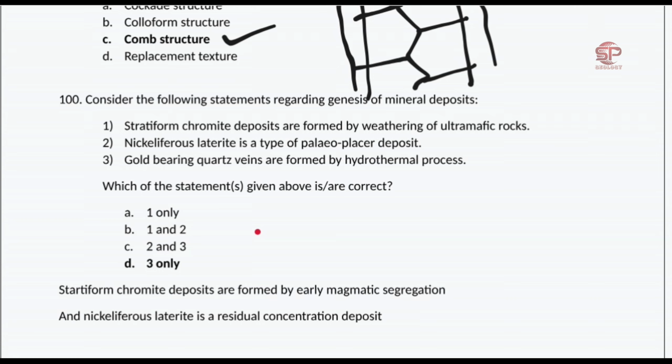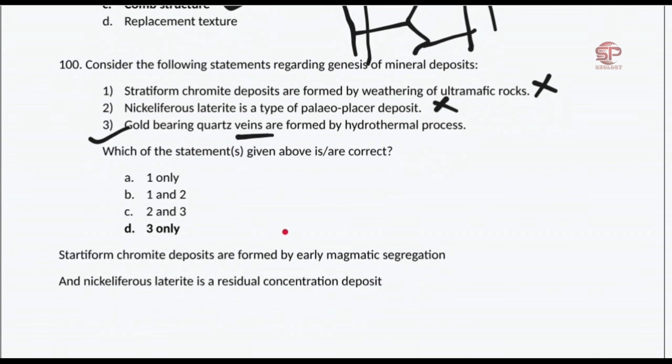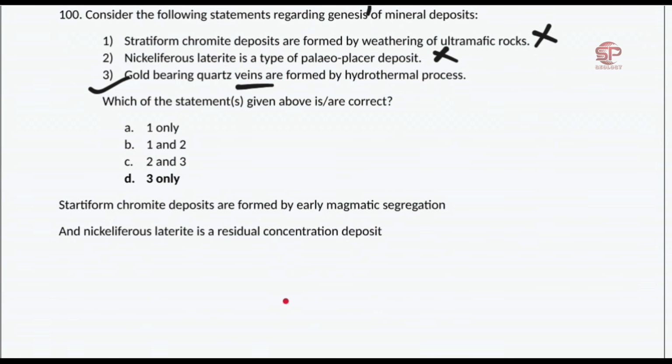Next, consider the following statements regarding genesis of mineral deposits. The stratiform chromite deposits are formed by weathering of ultramafic rocks. Chromites are of igneous origin, so they are not formed by weathering. Nickeliferous laterite is a type of paleoplacer. Nickeliferous laterite is produced by residual concentration. It is not a placer deposit. Gold-bearing quartz veins are formed by hydrothermal solution. Obviously it is a vein type of deposit, so it is a hydrothermal deposition, so it will be 3. The answer will be D.